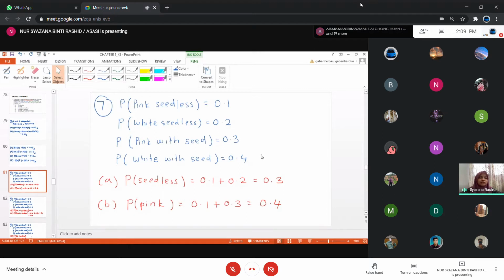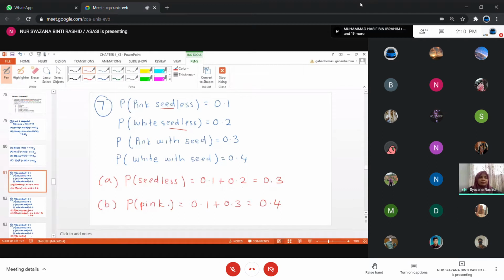So A, earlier it said find the probability that it is seedless. So we want the probability of the grapefruit being seedless, meaning we consider only seedless grapefruit. It doesn't matter if it is pink or white, so we ignore the colour. Where are the seedless ones here? You only consider these two, and the bottom ones you don't take. Pink or white, you consider both. So what you do is just add them: 0.1 plus 0.2.